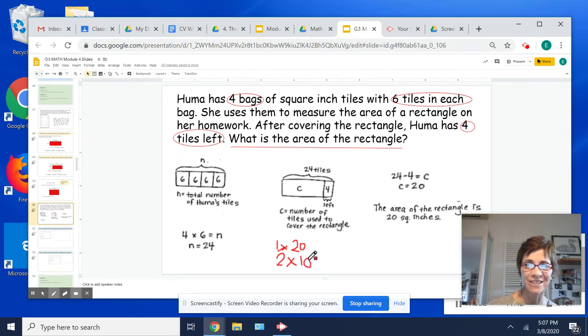I know I look really dumb, but this is harder than you would think. What is another possibility? 20. What makes 20? What are two numbers that multiplied by each other make 20? I could have 4 times 5. There we go. Okay.